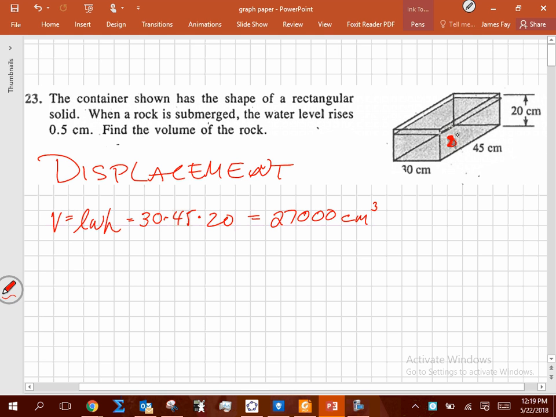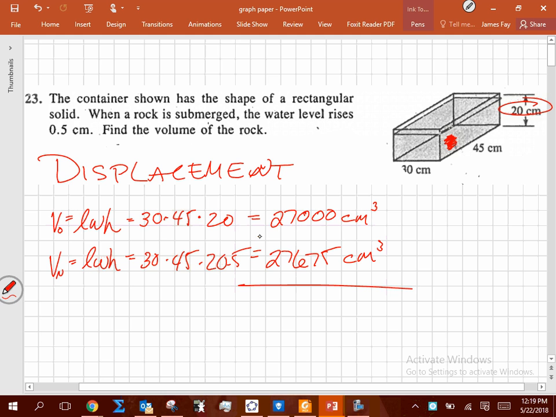So I then put this rock in, and when I put that rock in, this number changes to what? 20.5. So the new volume is length times width times height: 30 times 45 times 20.5. If I multiply that out, I get that number, right? What's the difference between those two numbers? 675. What is the only object that could account for that difference? The rock. So the rock has a volume of 675 cubic centimeters.